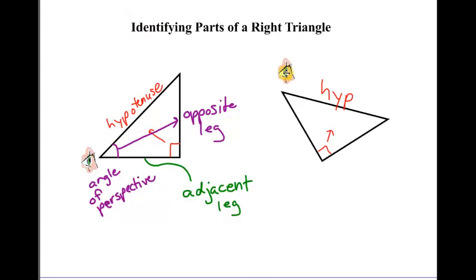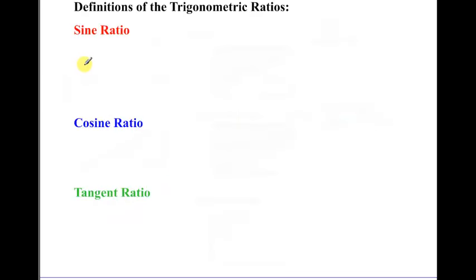So we need to identify where our angle of perspective is. If this is the angle that I want to use, then I'll want to call that the angle of perspective. And I will then be able to label things from there. So across from the angle I'm using, I find the opposite leg, and connected to the angle I'm using right here, that would be the adjacent leg. So you're going to need to know how to identify those different parts. And we're going to use them as we look at what are known as the trigonometric ratios.